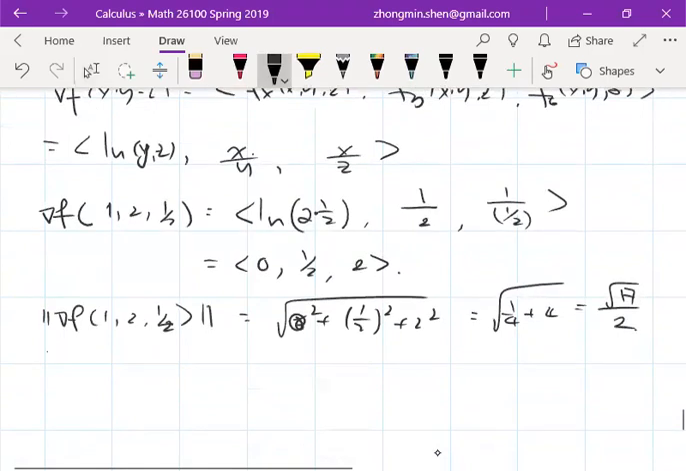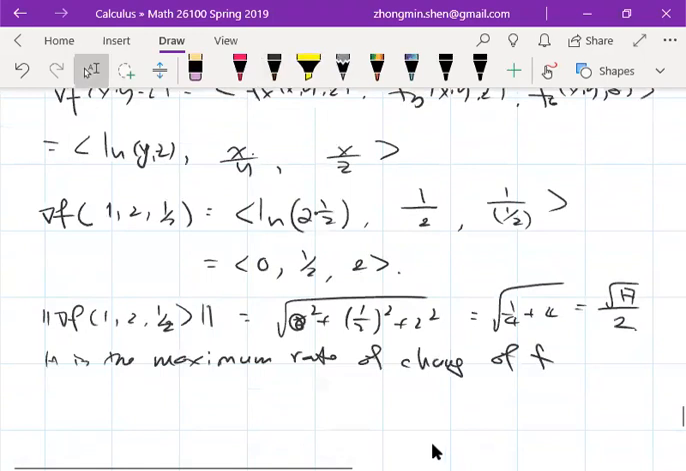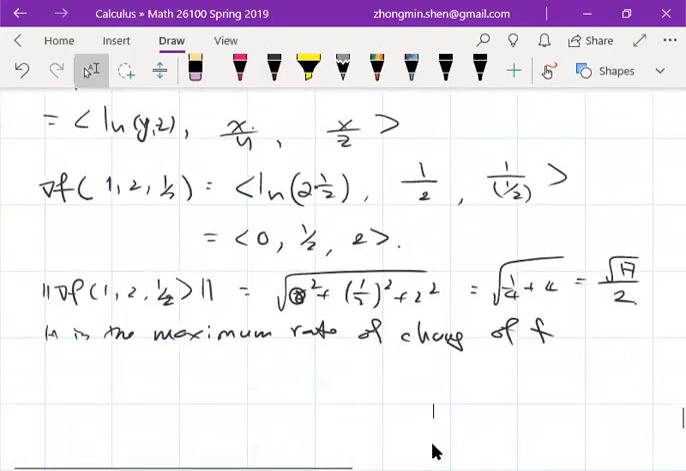So this is the maximum rate of change of f at the point 1, 2, and 1/2.